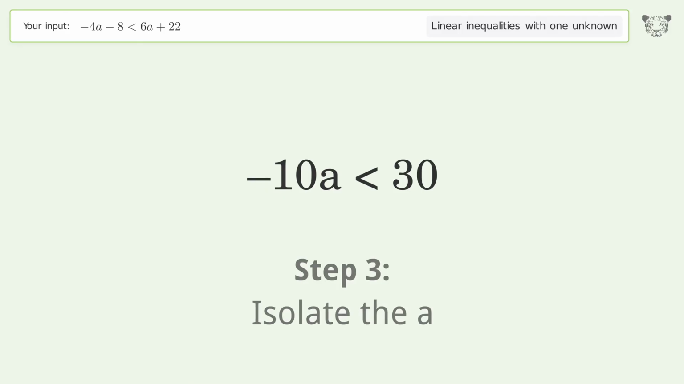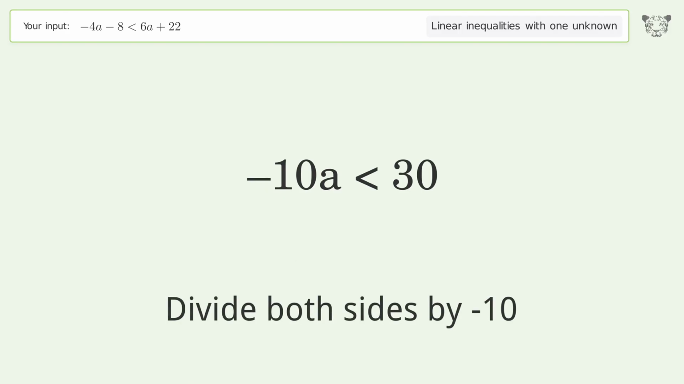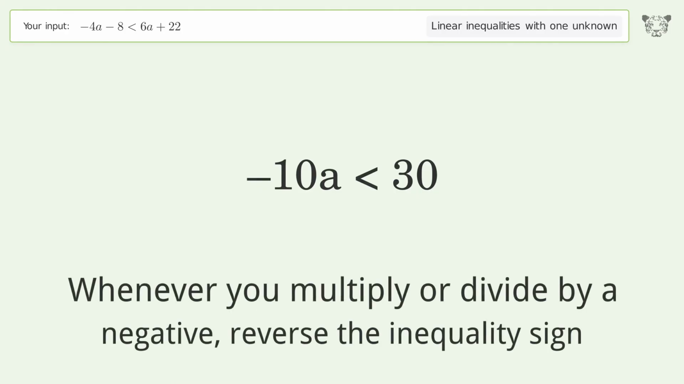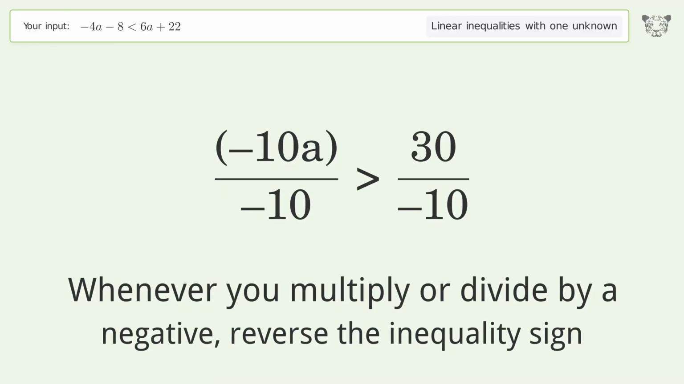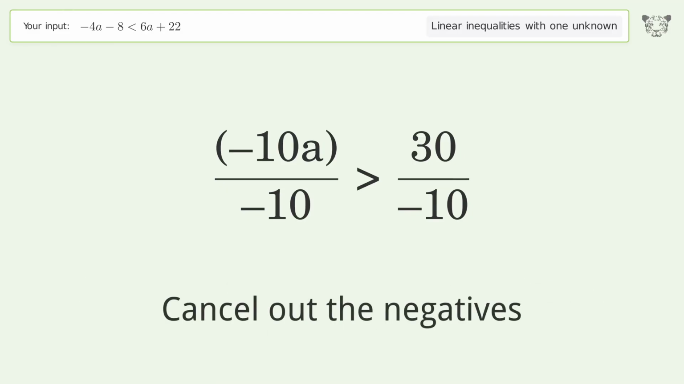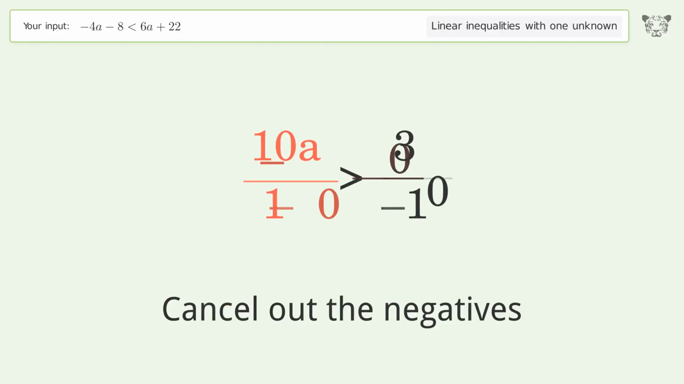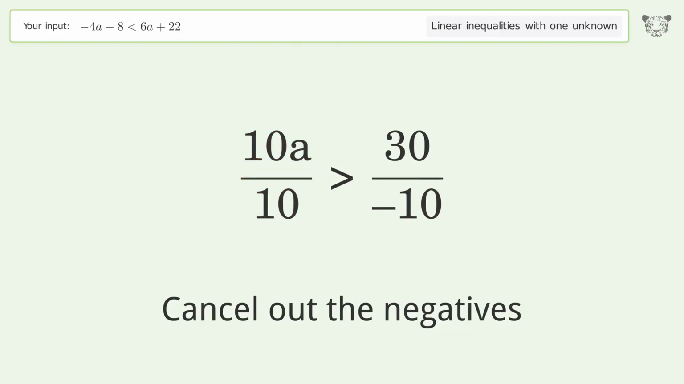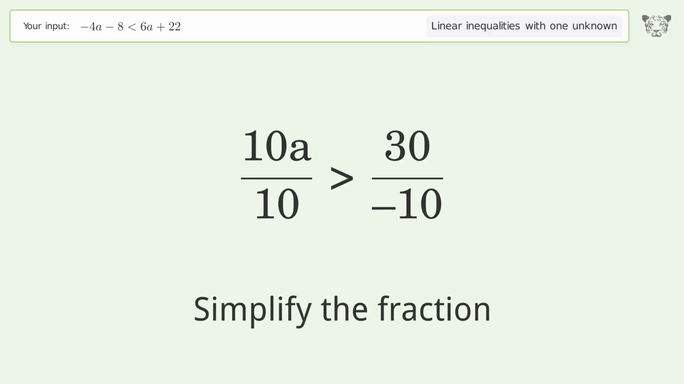Isolate the a. Divide both sides by -10. Whenever you multiply or divide by a negative, reverse the inequality sign. Cancel out the negatives. Simplify the fraction.